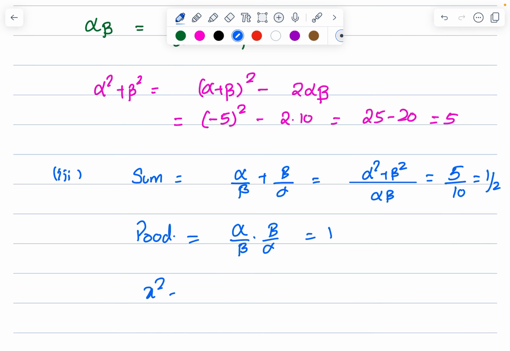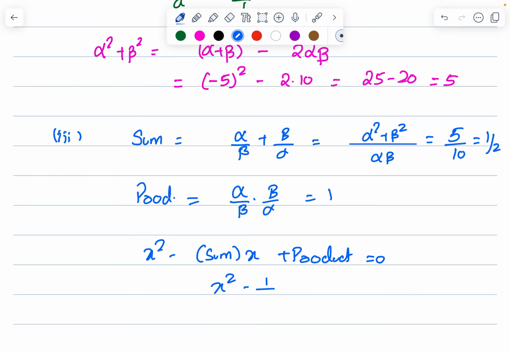Once I know the sum of the roots and the product of the roots, the formula is x square minus x times sum of the roots plus product of the roots equals to 0. So it's going to be x square minus half x plus 1 equals to 0. That's going to be the answer for question number 6.